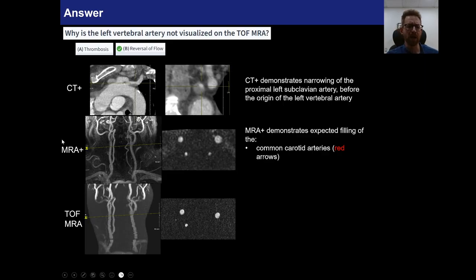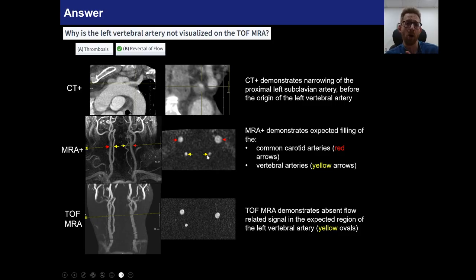So if we look at the post-contrast MRA, which is done in a similar way to a post-contrast CT, in that it's essentially timed to image when the gadolinium is in the arteries. You can think of it that way for now. So we see the common carotid arteries, both sides, that makes sense. And we see the vertebral arteries on both sides. So the vertebral arteries are open. But then when we go to the time of flight MRA, we don't see the left vertebral artery.